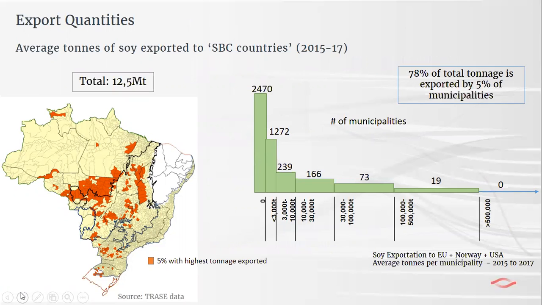And we decided to select a threshold of the top 5% of municipalities with the highest tonnage of exports between 2015 and 2017. So we covered a number of recent years of export into those countries. That top 5% of municipalities in Brazil is shown in the map on the left. And 78% of the total tonnage exported to our Soy Buyers Coalition countries is exported by this top 5% of municipalities. Many municipalities export very small volumes, as you can see from the figure on the right-hand side.